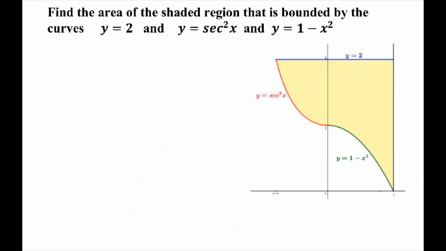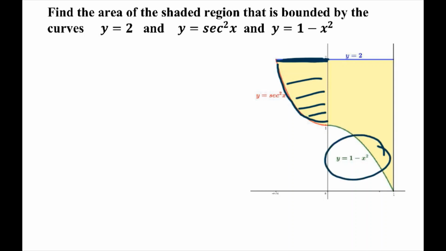Finally, this question here: find the area of the shaded region that is bounded by the curves y equals 2, the secant squared, and finally 1 minus x squared. So as you can see, you have 3 functions. If you look at the shaded part, the yellow part, you will notice that I can divide it into 2 sections, this one and this one here. Why did I decide that? Because by looking at this part, you will notice that it has been bounded by this line, y equals 2, and the secant squared. Green is not here.